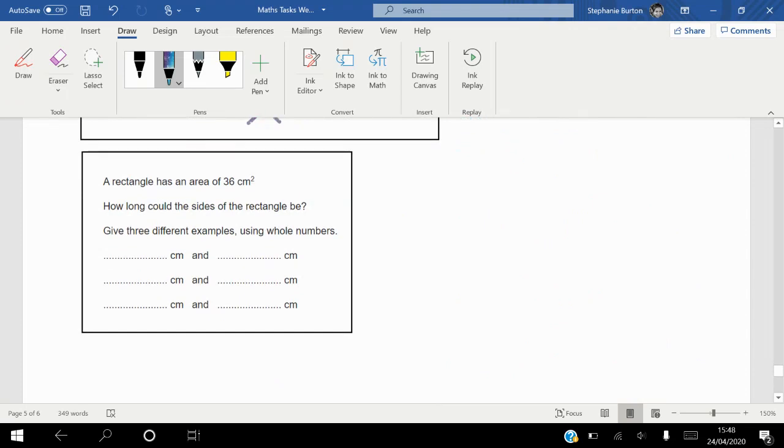Finally, we were asked, a rectangle has an area of 36 centimetres squared. How long could the sides of the rectangle be? Give 3 different examples using whole numbers. So this is where my knowledge of times tables and factors is going to come in handy.